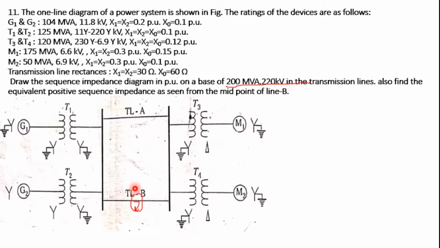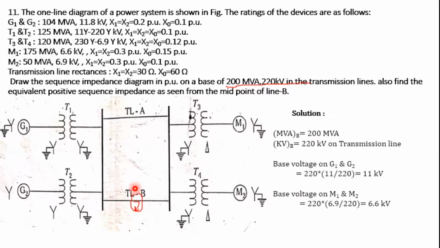Okay, let us solve this problem. What we need to consider is the base MVA. So the 200 MVA is the base, and 220 kV is the transmission line. First we need to mark the transmission line voltage. Okay, so 220 kV is the transmission line voltage. So these are the new values.